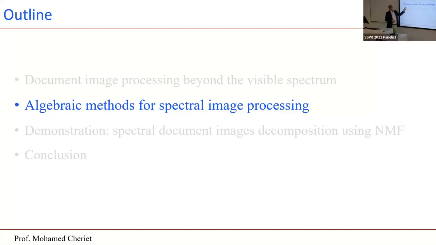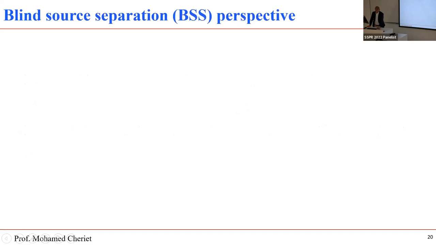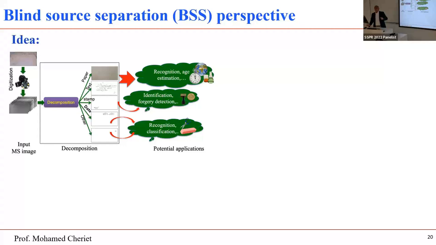So the idea is we have been influenced or inspired by what we call the blind source separation perspective. The blind source separation problem is exactly what we had in mind: how to separate our scene. And this is our premise. If you have a stack of images, this is what you have in input. So the goal is to separate them, decompose them in different slices, depending on paper, text, stamp, date, and so on and so forth.